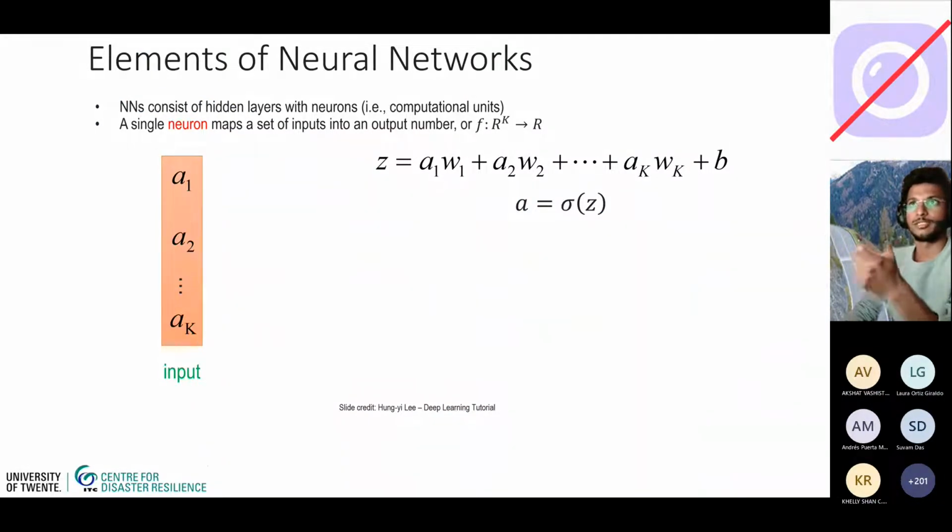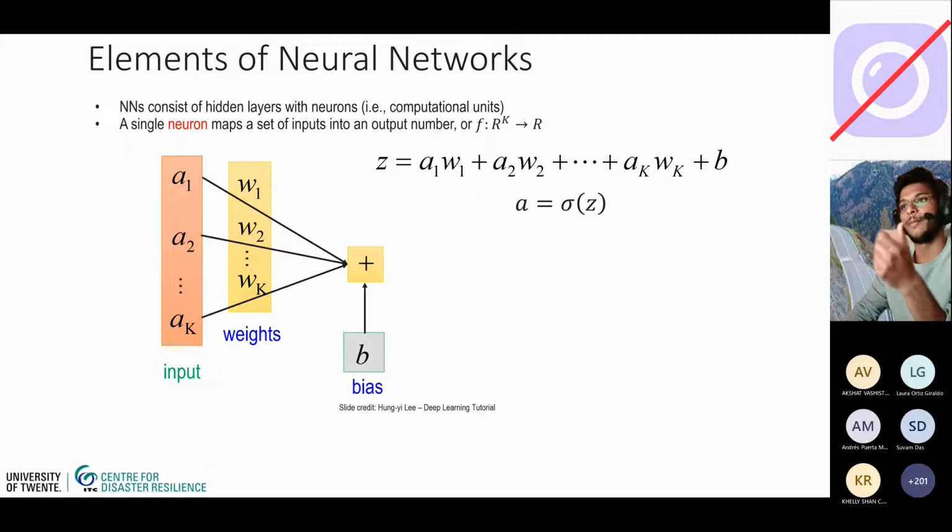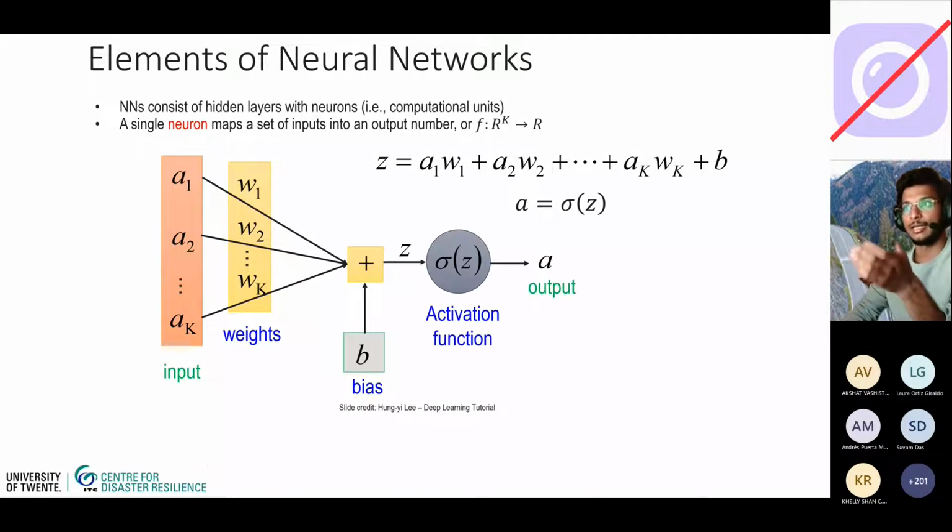The neural networks consist of hidden layers with neurons, and a single neuron maps a set of inputs into an output number. For example, we give a neural network an input, then we assign some weights to them, and then we have to add a bias to it, and then there is an activation function which decides if a neuron should be activated or not, and then we have an output. And this workflow is mathematically written in the equation over here.